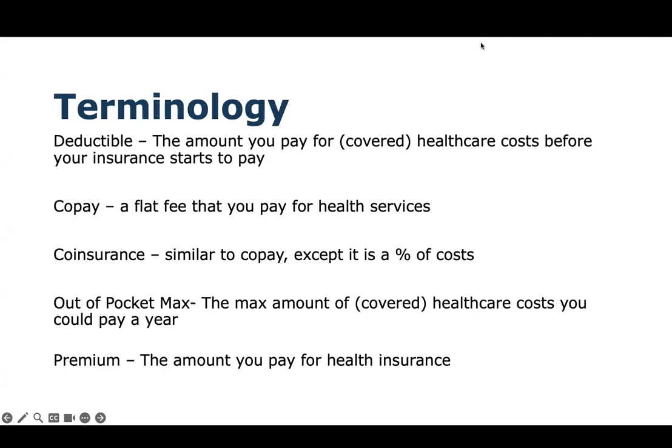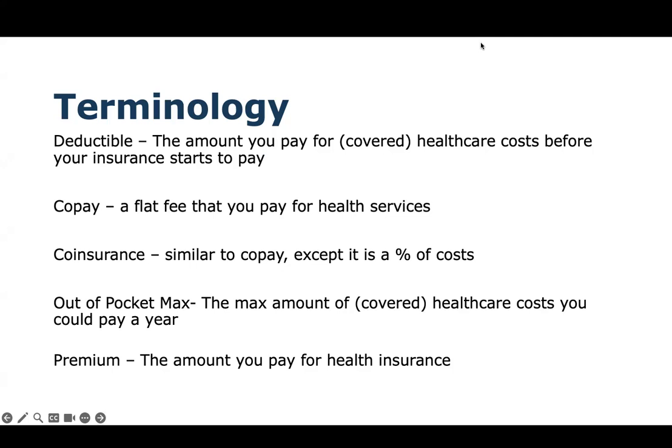So a deductible is the amount that you're going to pay for your healthcare costs before your insurance actually kicks in. So if your deductible is $1,000, your insurance isn't going to cover any of your bills until you pay $1,000. And more and more frequently nowadays, you're seeing these high deductible plans, though Advocate's is not terrible.